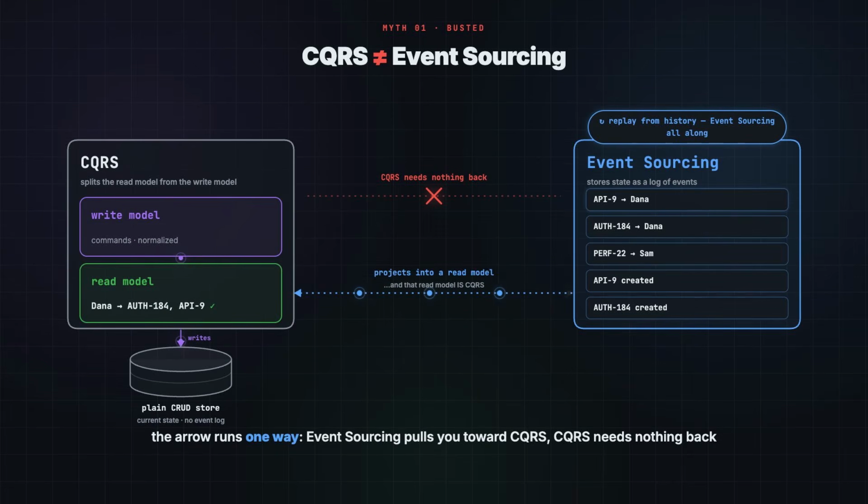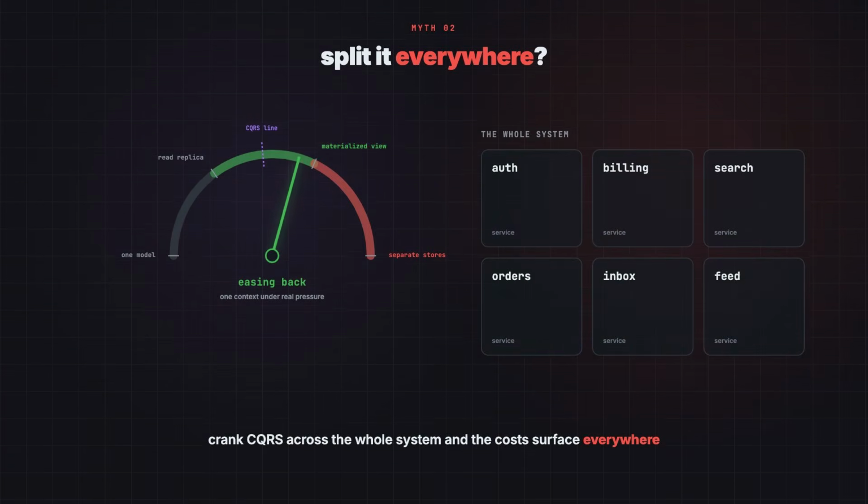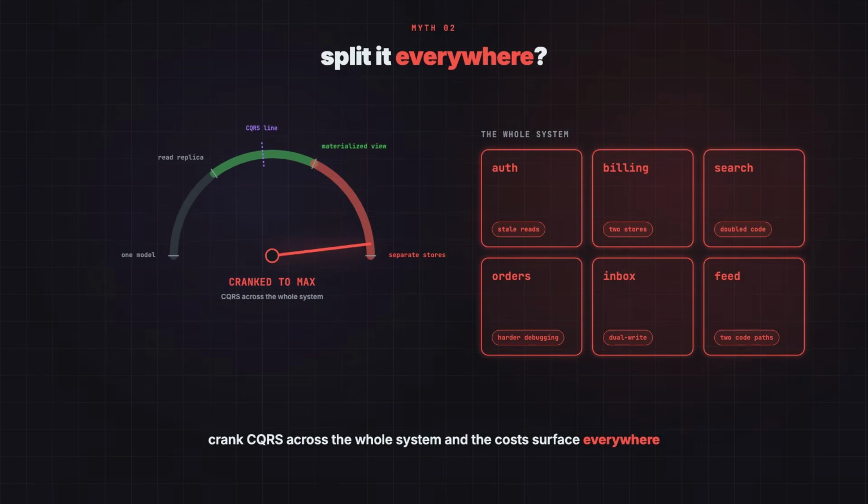and that replay superpower was really event sourcing all along. The second myth trips up just as many teams: that splitting reads from writes is a clean architecture, so you should do it everywhere. Crank that dial to max across your whole system and the warning lights come on. Stale reads, two stores, duplicated code, harder debugging.